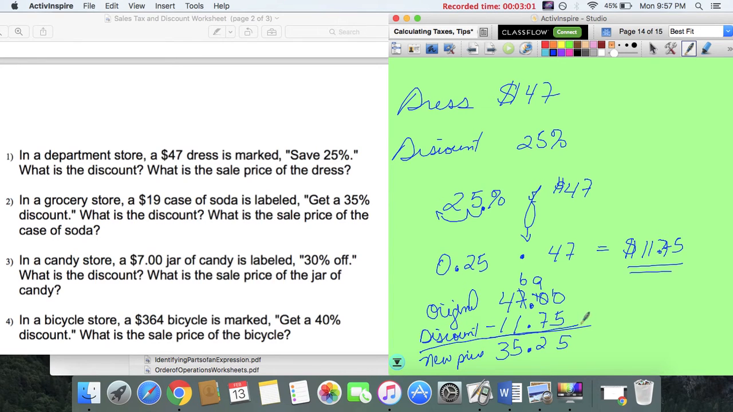So you're going to end up paying $35.25, assuming there is no tax. Okay? So that's how you do a discount. Okay, so that's number one.